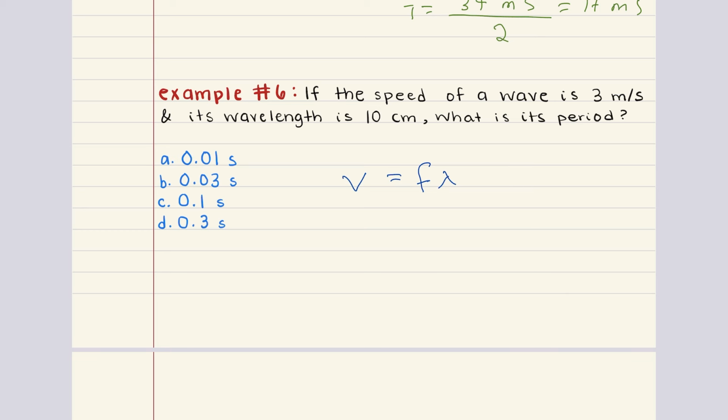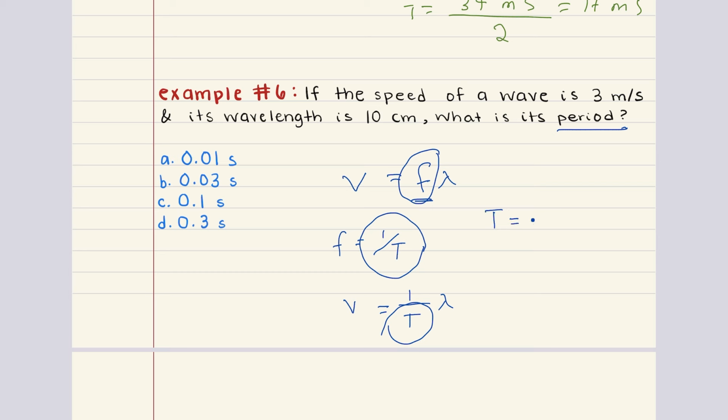Now, we're ultimately concerned with calculating the period, and there is a relationship between frequency and period. Frequency is equal to 1 divided by the period. So we can go ahead and replace the frequency term with this term right here. Now, we have that the speed of the wave is equal to 1 over the period multiplied by the wavelength. Our ultimate goal is to figure out the period, so let's isolate the T variable here. T, or the period, is going to be equal to wavelength divided by the speed of the wave.